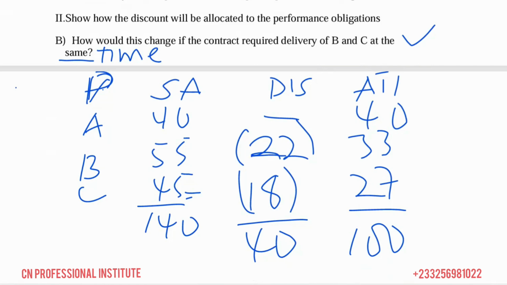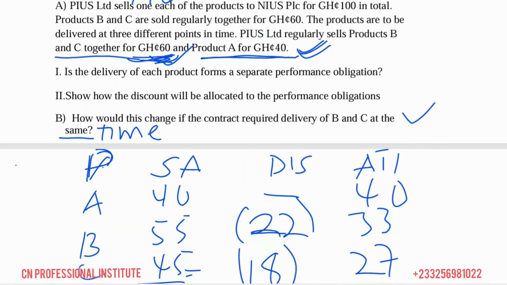They form one performance obligation. Are you getting it? They don't form separate performance obligations, but one performance obligation. So that's the only thing that changes here: delivered at the same time. So they will form one performance obligation.